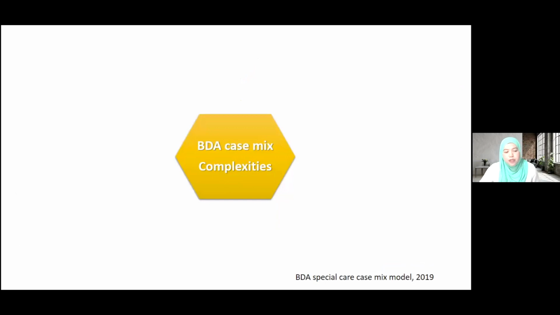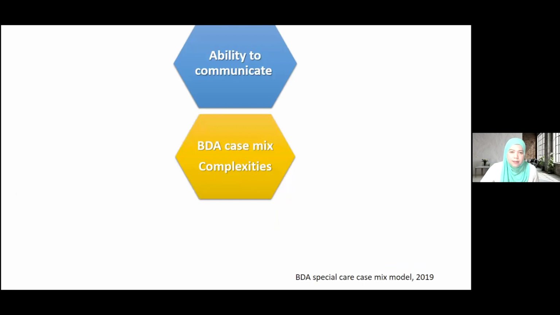Complexities. The British Dental Association developed a case mix toolkit to assess patients' complexity in receiving dental care. And this can be applied for patients with disability or patients requiring special care needs. Assessment is done according to 6 identifiable criteria.